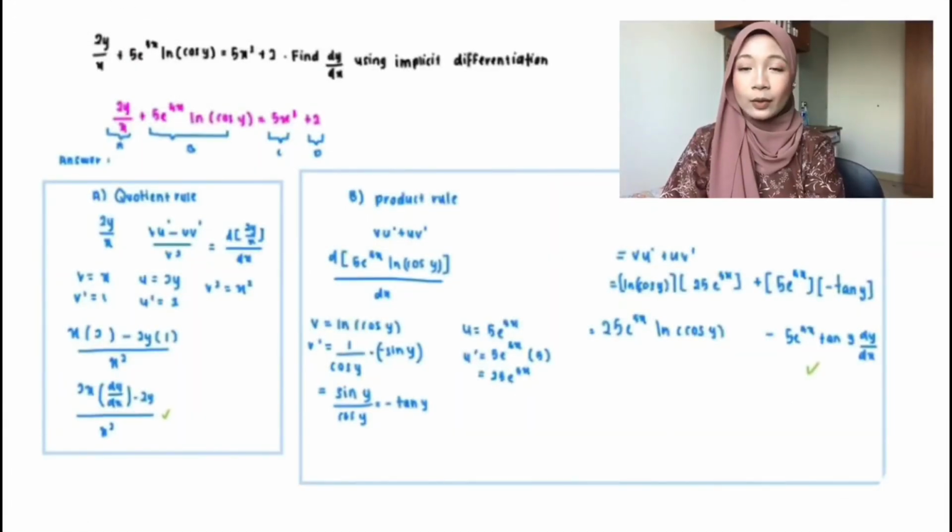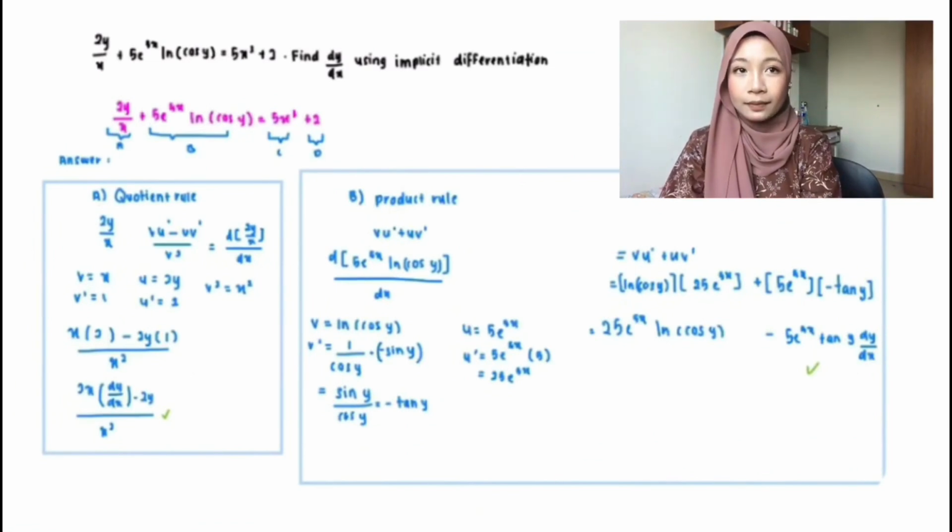For question 3, we must use implicit differentiation. Firstly, we must divide each part like a, b, c and d. For the question that we got, 2x over y plus 5 e to the power of 5x ln cos y is equal to 5x to the power of 3 plus 2. For 2x over y, we must use the quotient rule to differentiate.